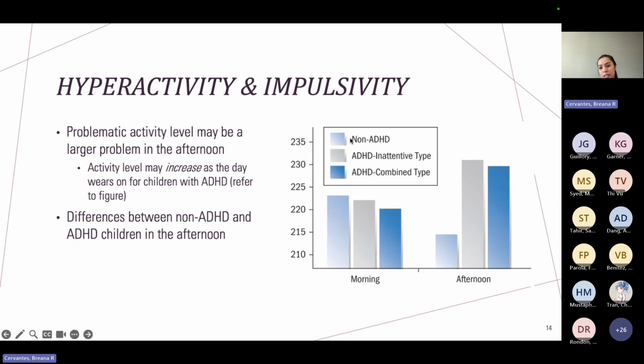So if we look at this light blue, this is what it's like for them in the afternoon. And then if we have the kids with the combined type, and especially the inattentive type, you can see that it really skyrockets from here to here. That even is the same if your child is taking medication. So you'll see this wear off period, and in general, this afternoon period becomes more active for them.